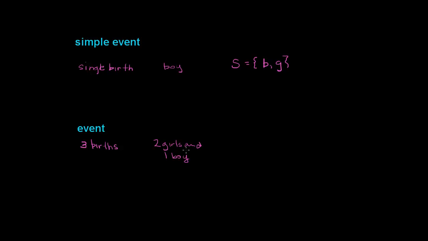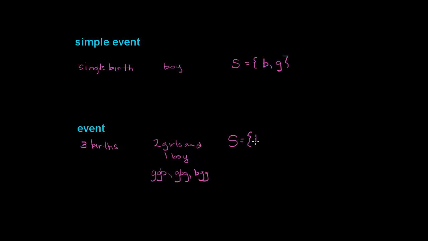Well, the reason this is more complicated than a simple event like that is that there's more than one way to have 2 girls and a boy. You could have the girls first and then a boy, or you could have the boy in the middle, or the boy could be the oldest child. So this event of 2 girls and a boy, it could be further broken down into simple events. Each one of these is a simple event, but 2 girls and a boy is not simple because it has these 3 possibilities.